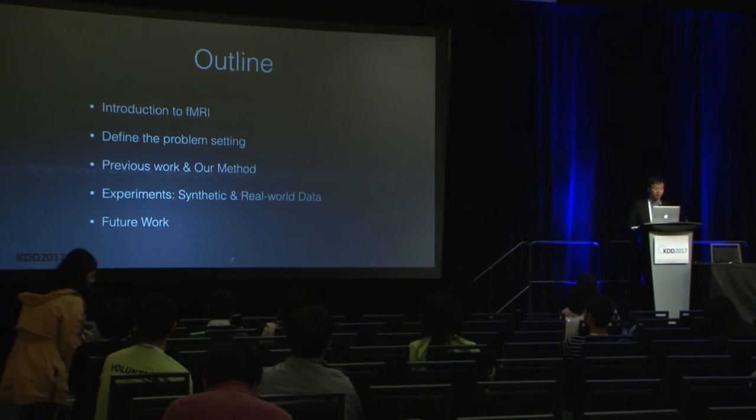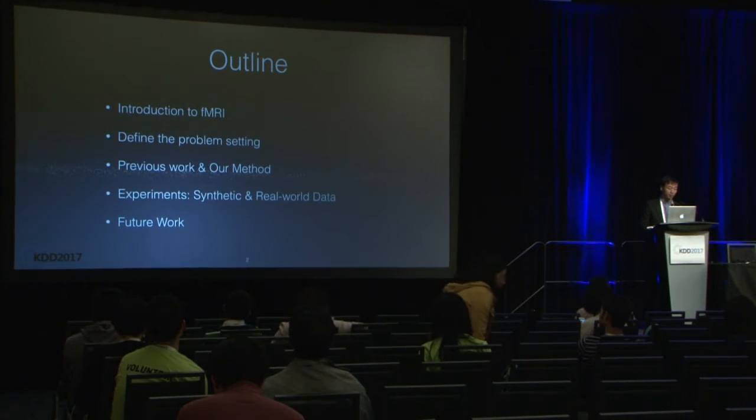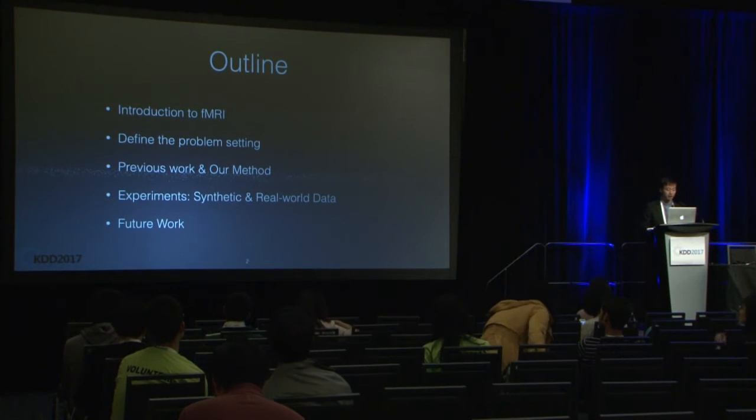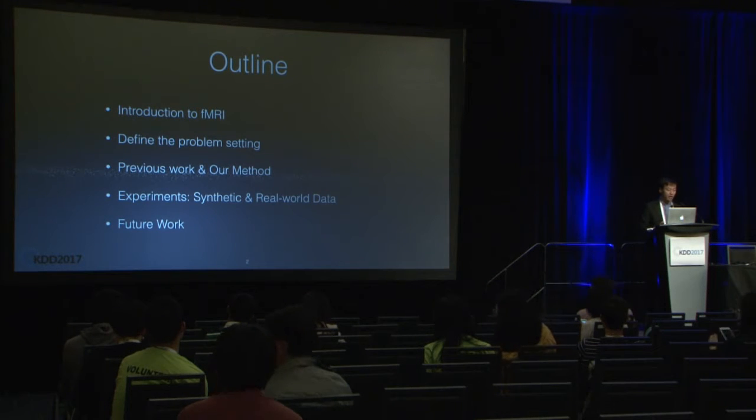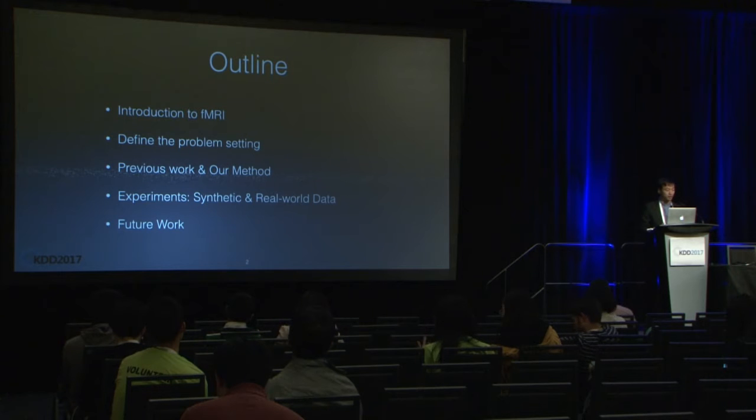So here's the outline of my presentation. First of all, I'm going to introduce fMRI, about what it measures and how it looks like as a fourth-order tensor. In the second part, I'm going to define the problem setting, to discuss how we convert the raw data into a graph before we analyze it, and the outline of the problem network discovery. Then I'll present our method in details.